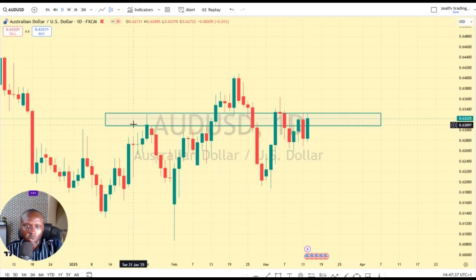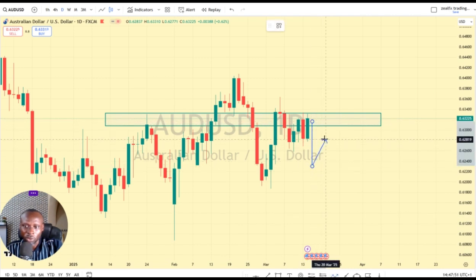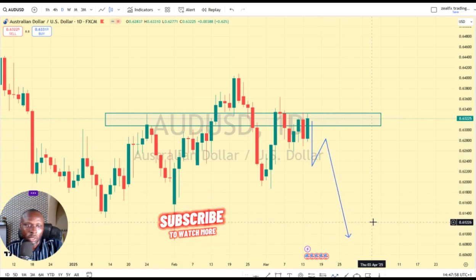On my daily chart, price failed to close above this resistance level. So long as price fails to close above the resistance level on the daily chart, we expect price to drop lower. So we're expecting price to drop this week to this level. Then we wait for a retest for us to look at our selling opportunity for the Australian USD this coming week.